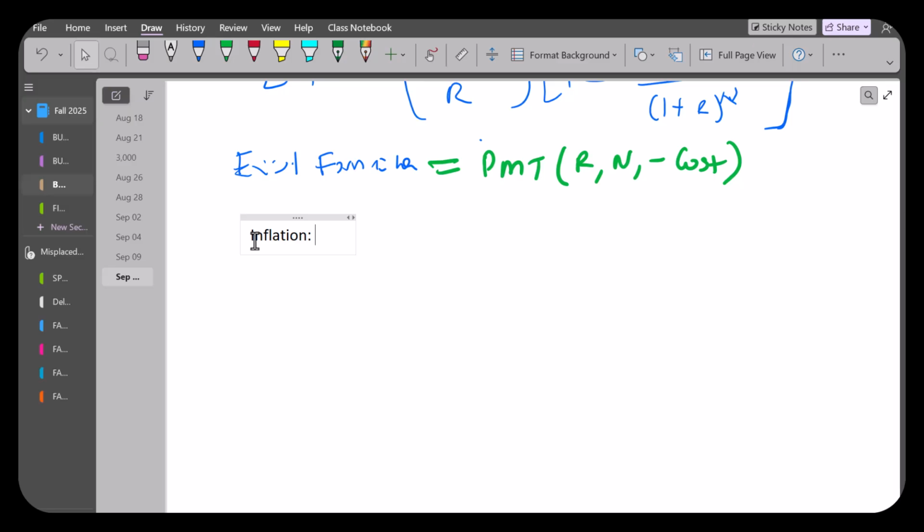We have this fundamental equation that relates nominal and real rates. 1 plus nominal is 1 plus real times 1 plus inflation, which means you can write inflation rate as 1 plus nominal divided by 1 plus real, minus 1.